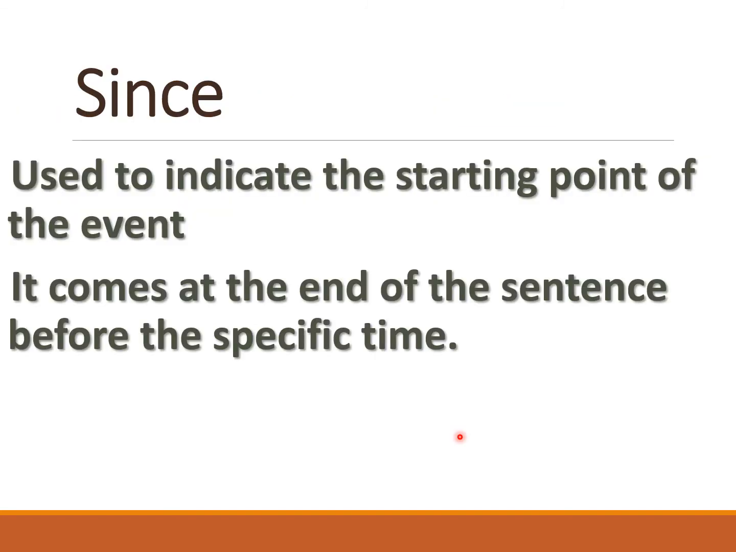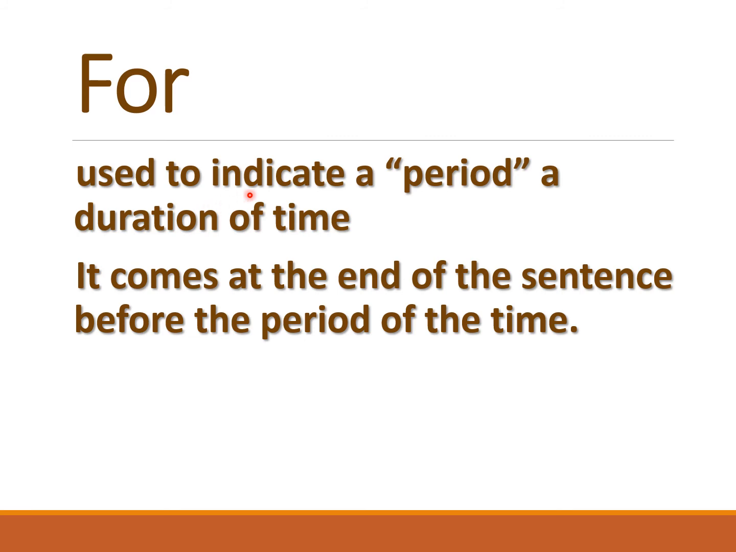Now let's talk about since and for. Since, for. What do we mean by it? We use since to indicate the starting point of the event, and it comes at the end of the sentence before the specific time. But for is used to indicate a duration of time or a period of time, and it comes at the end of the sentence before the period of time.